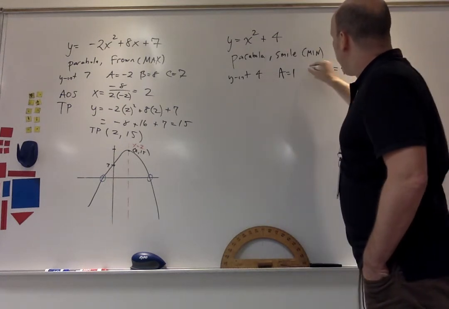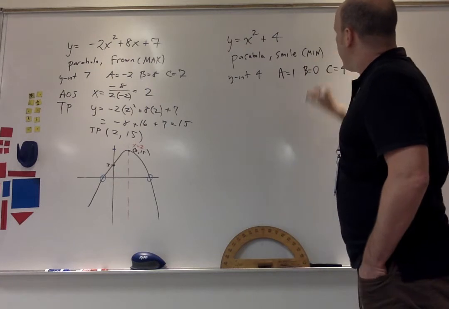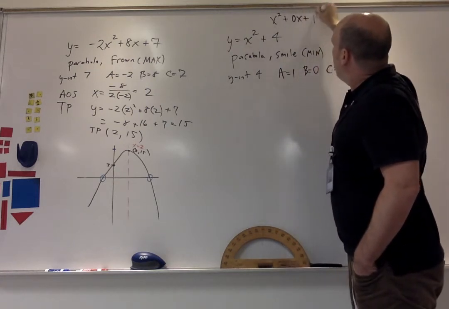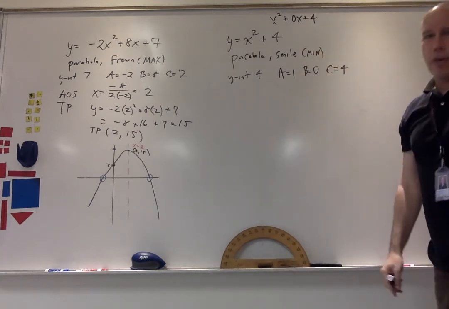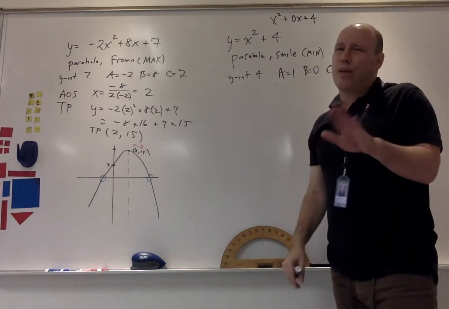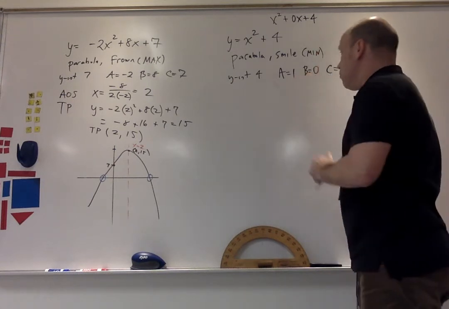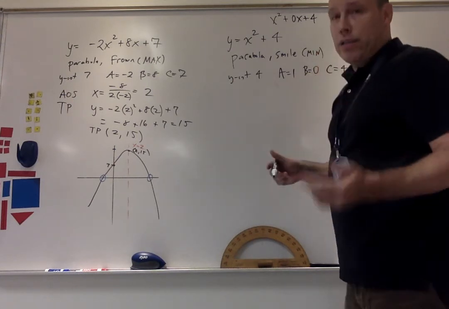My question is, is there a b? Well, there is a b term. This is technically x squared plus 0x plus 4. If it's 0 times x, we leave it out, but it is there. I need that b. Okay, what's my axis of symmetry?